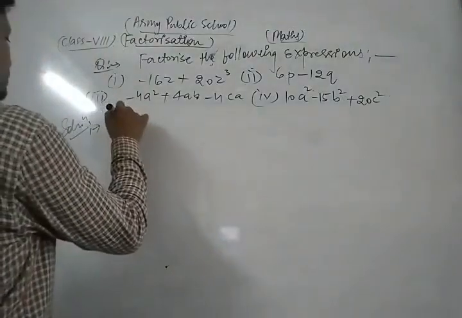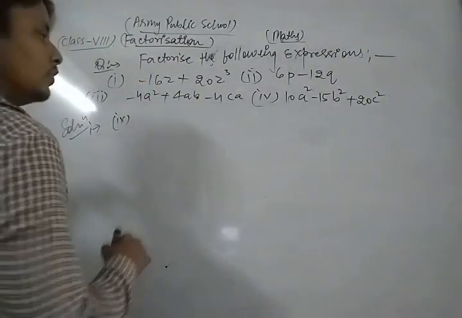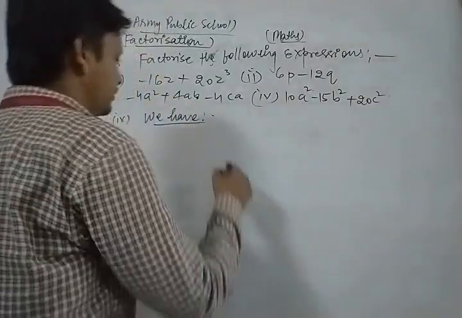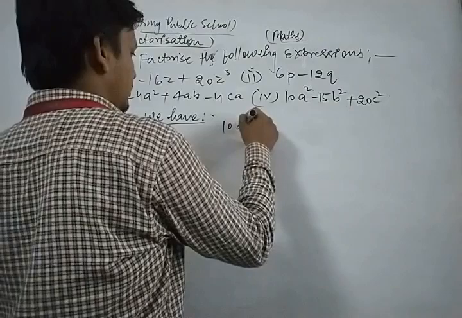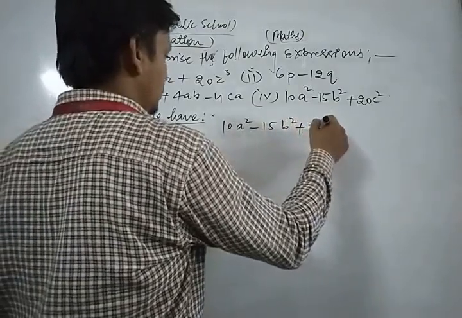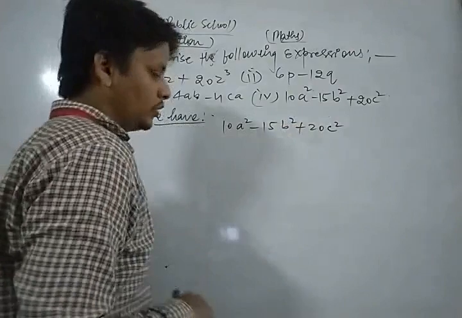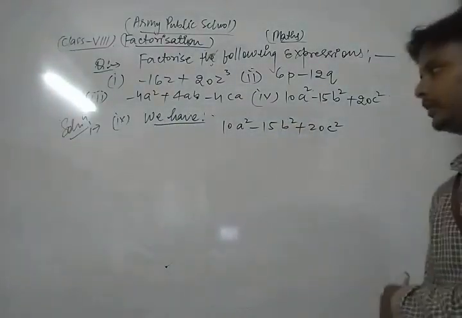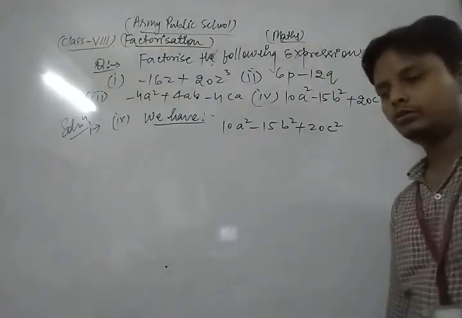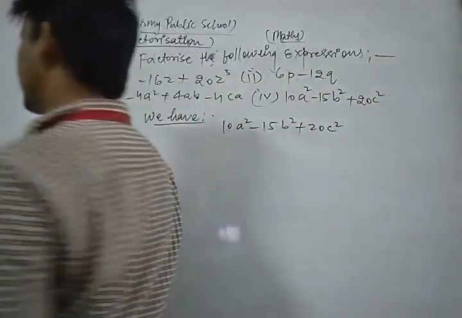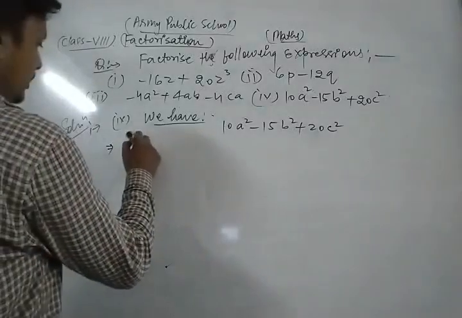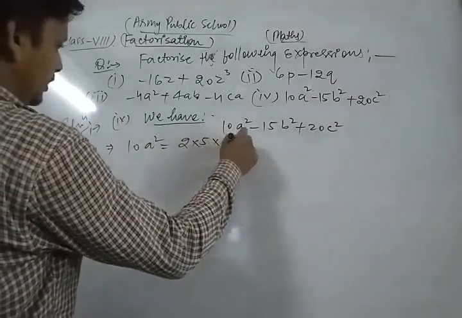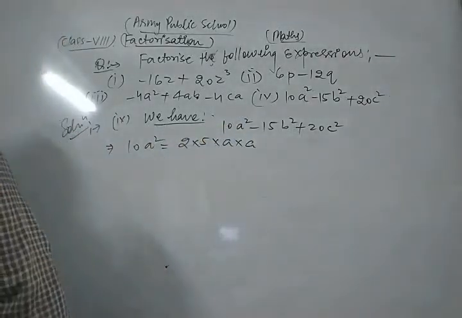Now we take the last part of this question. So we have 10a square minus 15b square plus 20c square. Now we take each term one by one and do their prime factorization. We write 10a square as 2 into 5 into a into a.